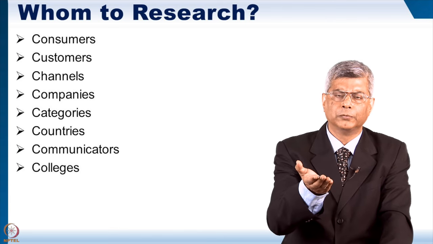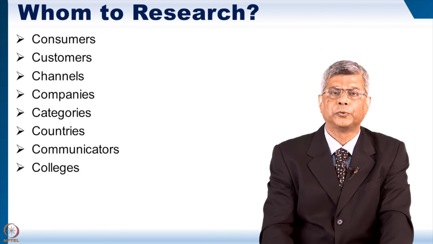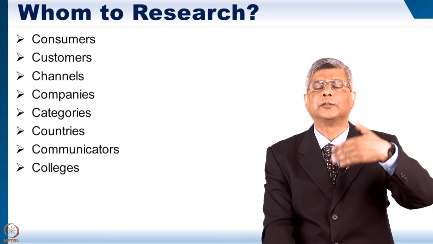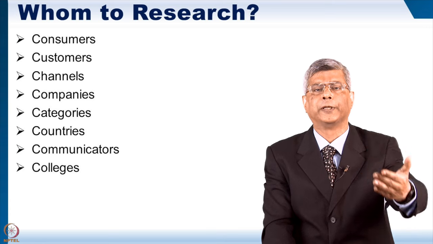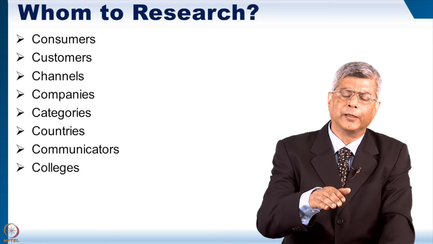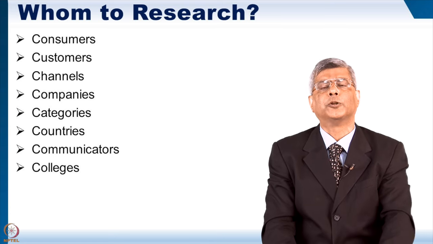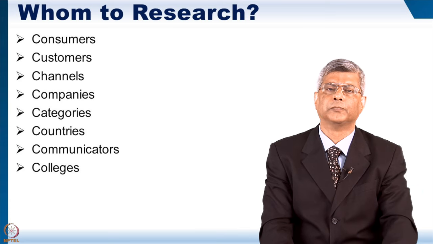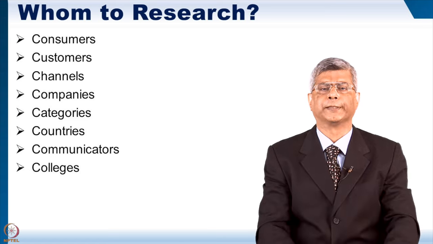So all of you in colleges are consumers today as students. But as you grow older and become more successful, you'll consume more and more products. Today you may not have a car, you may buy a car 1 or 2 years later. You may not have a house today, you may buy a house 5 or 10 years later. You also need to therefore research what's happening in the colleges. So this is whom to research. I talked about what to research, whom to research.